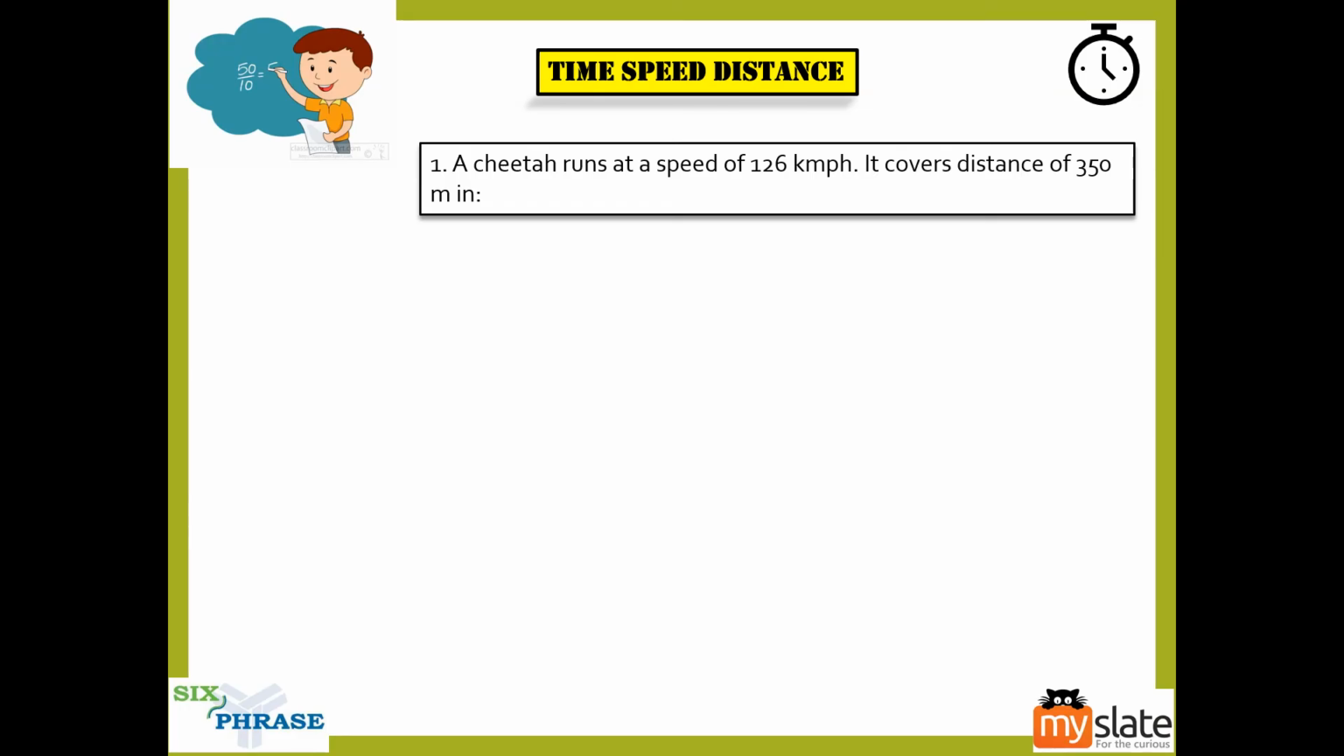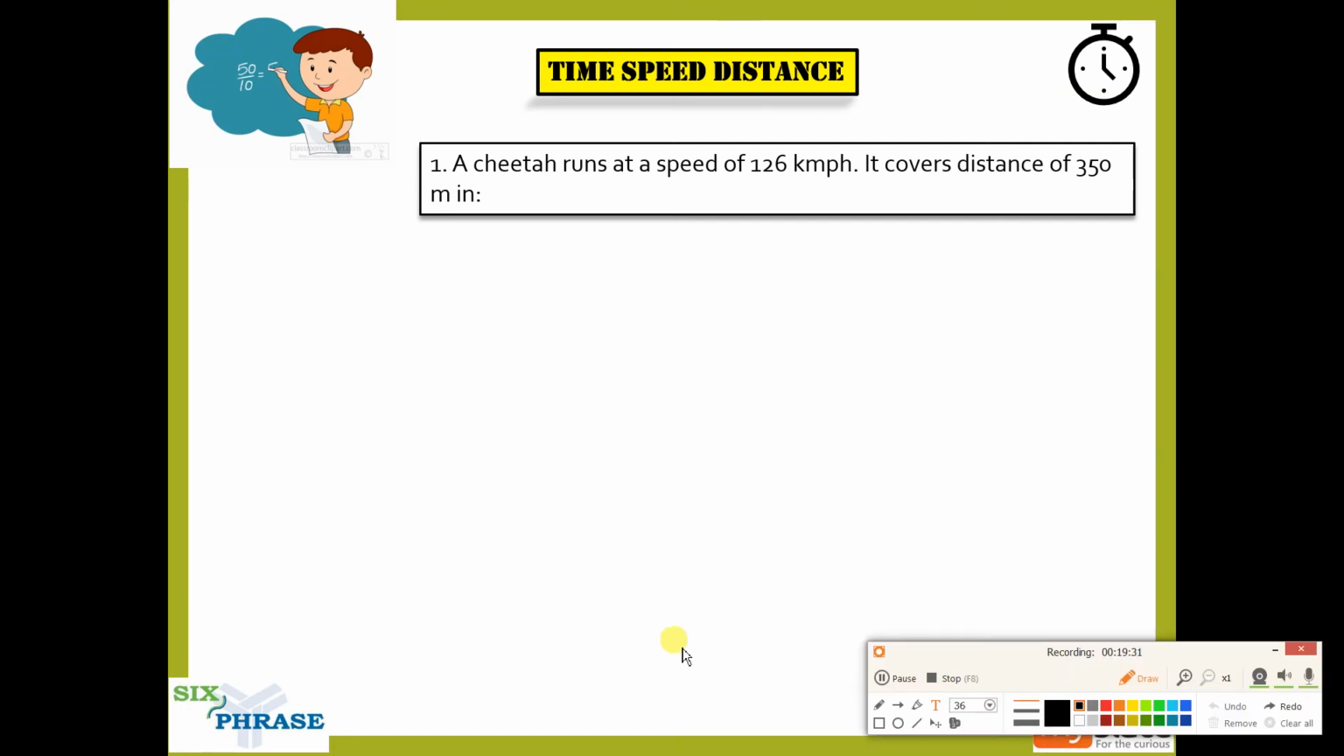So it's time for us to solve some problems, guys. A cheetah runs at a speed of 126 kilometers per hour. It covers a distance of 350 meters in... What is the first thing in a problem like this? What is given? The speed, which is 126 kilometers per hour. And what else do we have? It covers a distance, so the distance is also given. The distance is 350 meters.